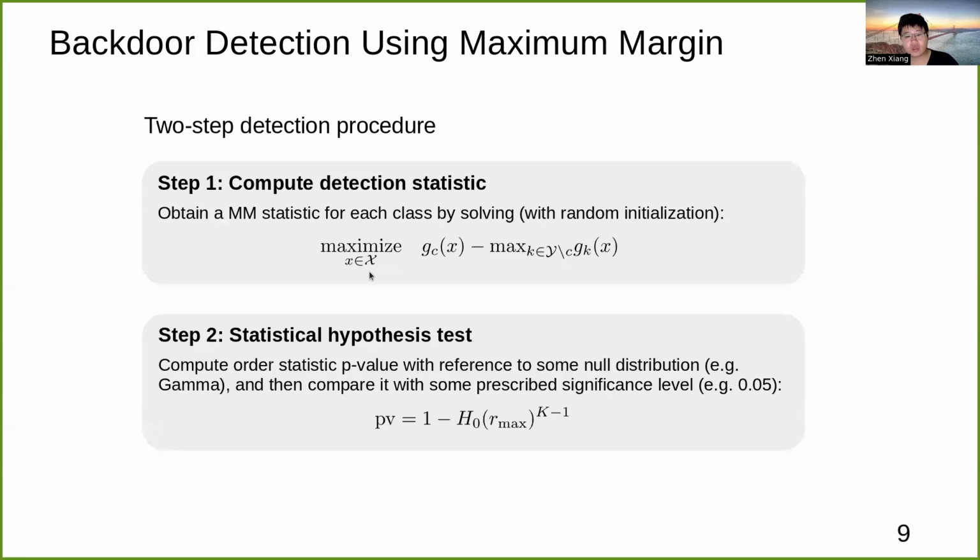In the second step, we compute an order statistic p-value with reference to some null distribution, for example, a gamma distribution for positive statistics, and then we compare it with some prescribed significance level, for example, the classical 0.05 for hypothesis tests. The reason why we use order statistic p-value is because we want our detector to be scalable to a large number of classes, for example, ImageNet with 1,000 classes. Okay, so this is our detection procedure.